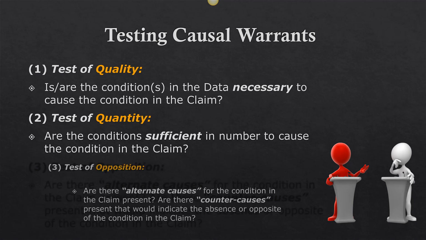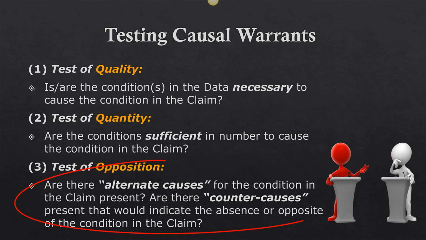And finally, the test of opposition. Are there alternate causes for the condition in the claim present? So in other words, just because there's easy access to guns, could there be other sorts of factors besides the state of the gun control laws that might be contributing to mass shootings and other high levels of gun violence?